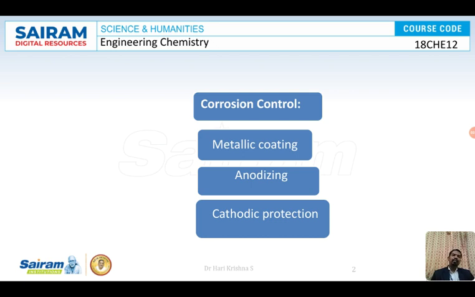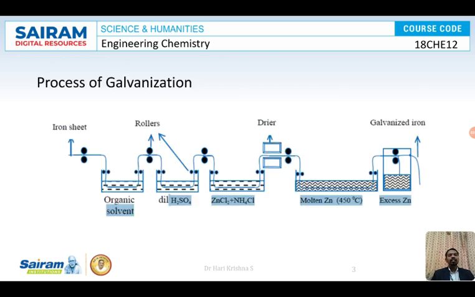So what is the base metal? The metal to be protected from corrosion is called the base metal. This metal should be coated, or this metal should be protected from corrosion. This is called the base metal. Anodizing, cathodic protection, let us discuss one by one. We have anodic coating, which is nothing but coating a metal which is anodic to the base metal. The best example for anodic coating is galvanization.